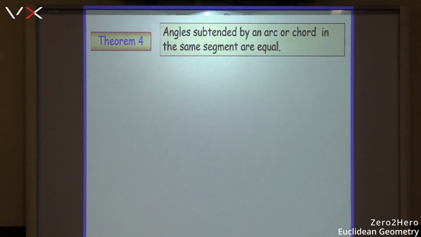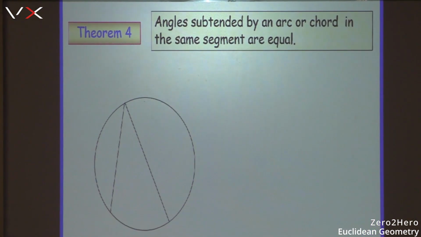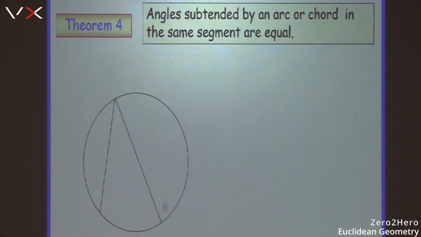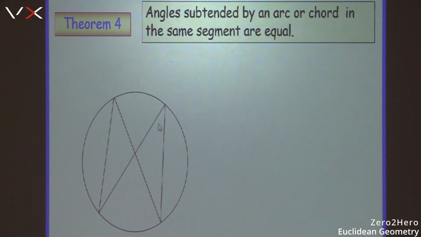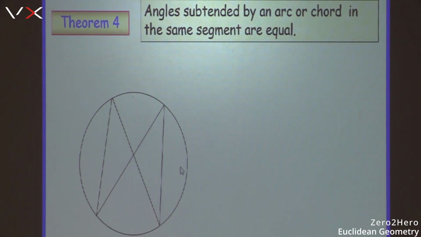Angles subtended by an arc or a chord in the same segment are equal. Let's quickly look at it. This arc subtends that angle there. The same arc subtends another angle there. Let's create the third one from the same arc. It doesn't have to be only two. I can have another one there. So all these angles are formed by this arc. We can refer to them as the same. If this is X, that will be X, and this will be X. So they are subtended by the same arc, therefore they will be equal.